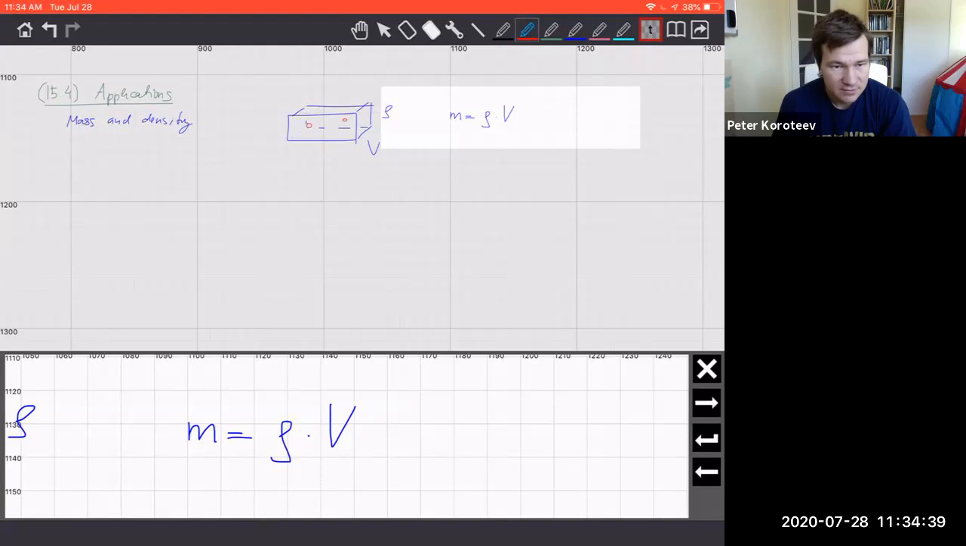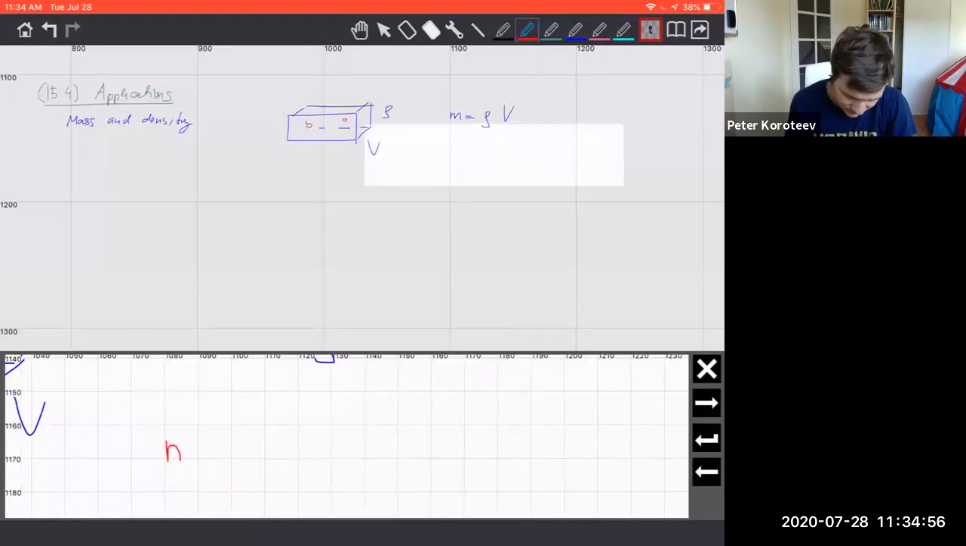It appears everywhere, right? Some media like water are almost incompressible, so the density of water, even if you go deep in the ocean, almost doesn't change. There are slight variations, but they're really small. But in general, we should think of mass this way: we should replace this formula by an integral.